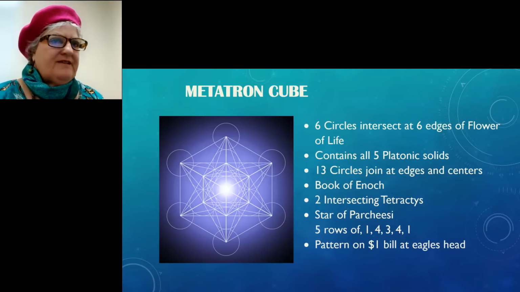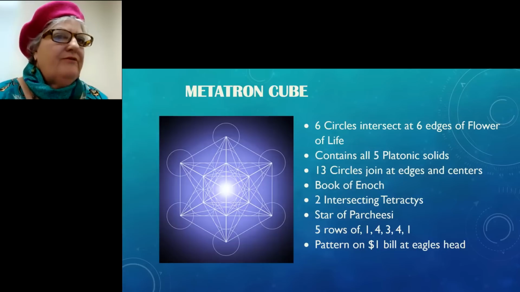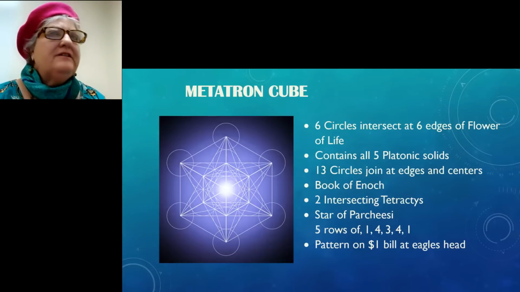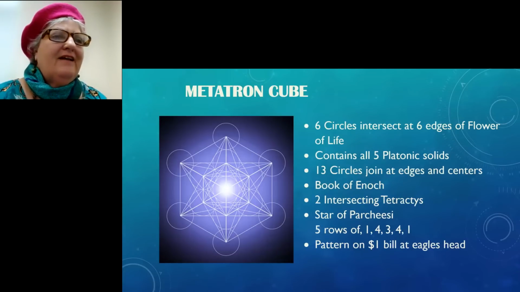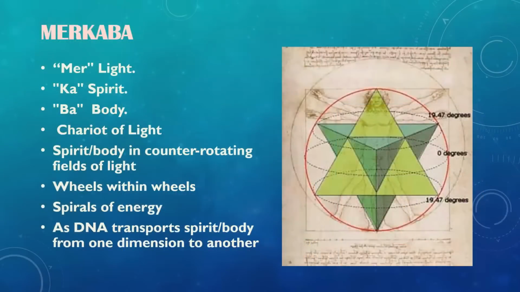It's also called two intersecting tetrahedrons, the Star of Parcheesi, and it has a numerical pattern of 5 rows with 1, 4, 3, 4, and 1. And it's also represented on the dollar bill in a tiny little glyph above the eagle's head. The Merkabah, which translates as light, spirit, body, is also called the chariot of light. And it represents the spirit and body counter-rotating in a field of light, kind of like what we see with the toroidal field. Another expression is wheels within wheels and spirals of energy.